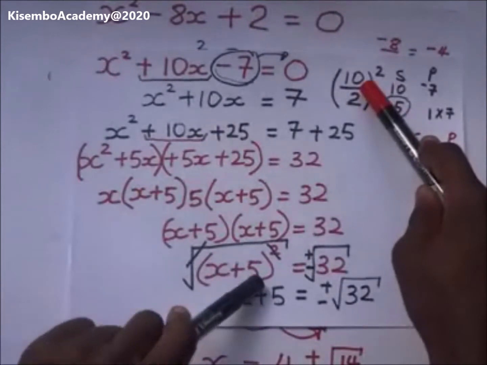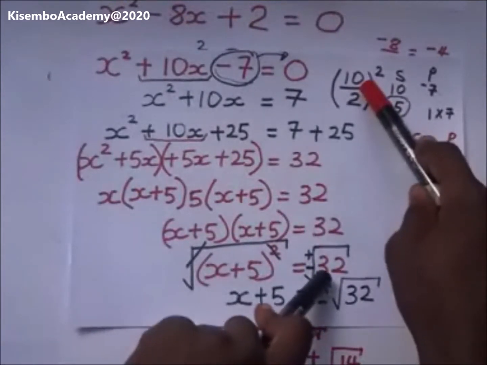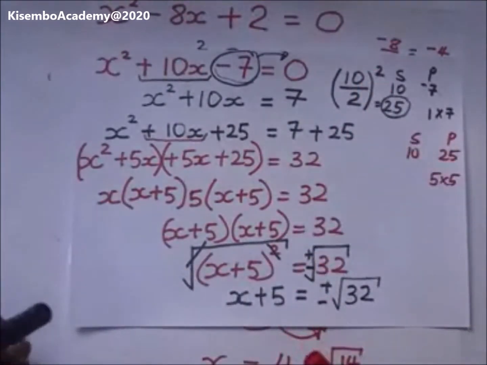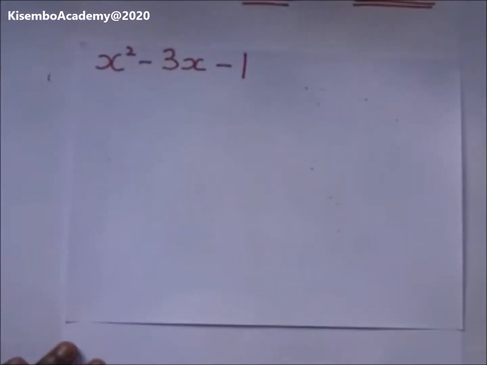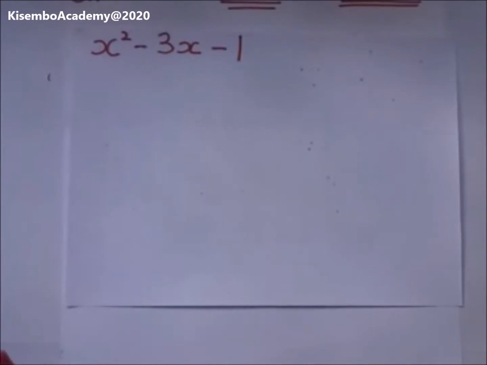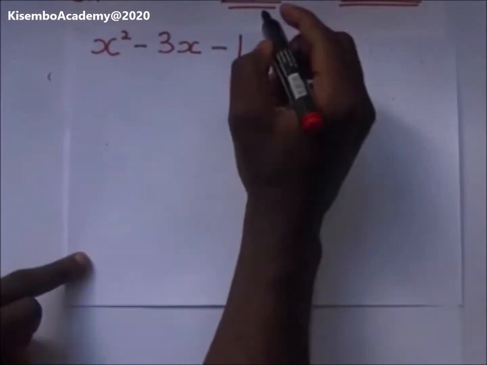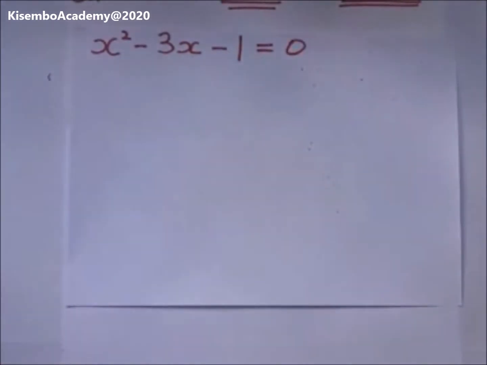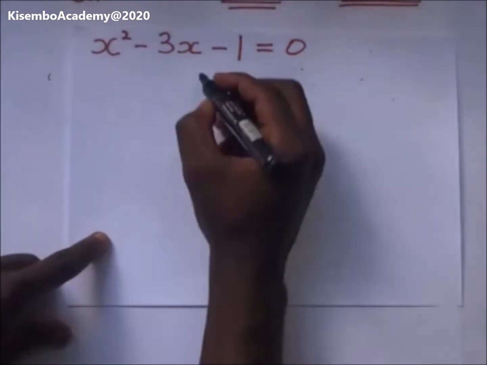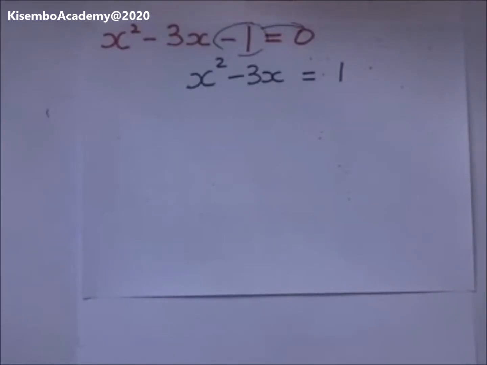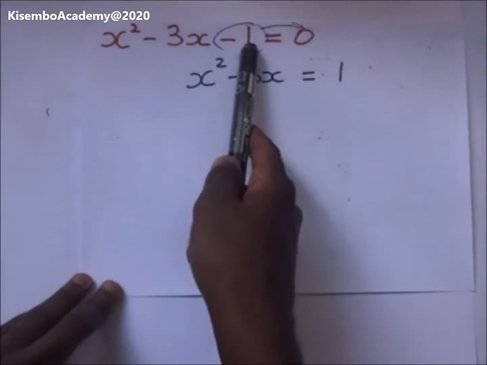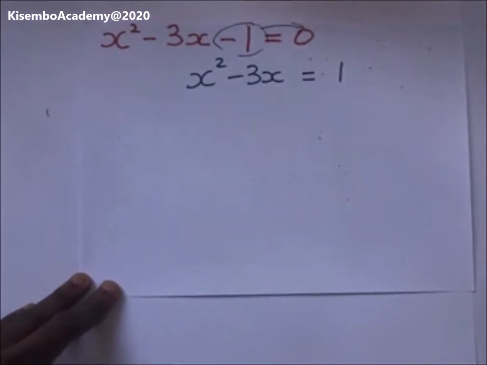So it was x plus 5 squared, and we continue with our working. I'm going to demonstrate this in our next example. In our next example, we are required to solve that number while completing squares. So this definitely is equal to 0. So solving that using completing squares, it's still going to become x squared minus 3x minus 1 is equal to 0.